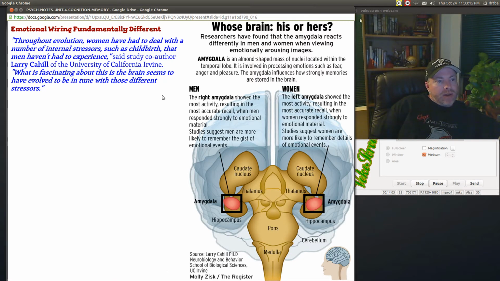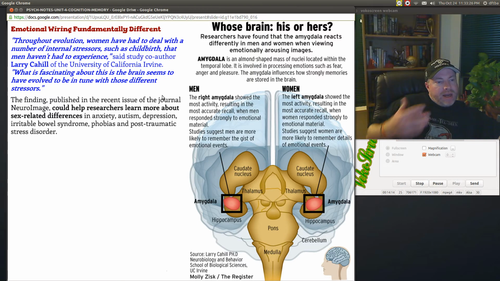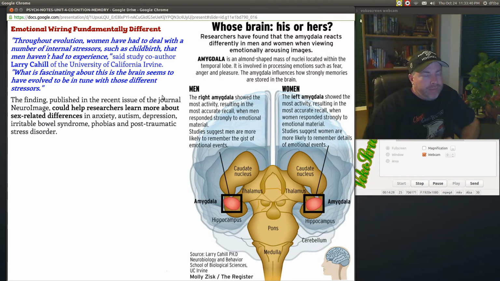And what he's saying here is, what's fascinating about this is the brain seems to have evolved to be in tune with those different stressors. And we've seen this in other cases as well. But the findings here could help researchers learn more about sex-related differences. And I like to term that gender-related differences, because that's really what we're talking about here, not the other. But I don't know. Maybe when they put the word sex in there, more people will read it. I'm not sure why they do that. But it's gender-based. It's men or women. And such problems like anxiety, autism, depression, IBS, phobias, and post-traumatic stress disorder.